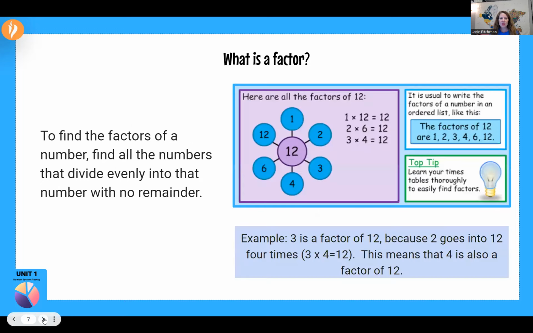To find the factors of a number, you need to find all the numbers that divide evenly into the number with no remainder. For example, if we were going to list the factors of 12, we know that 1 times 12 is 12, so 1 and 12 are factors. 2 times 6 is 12, so 2 and 6 are factors. 3 times 4 is 12, so 3 and 4 are factors as well. So these are all the factors of 12: 1, 2, 3, 4, 6, and 12.